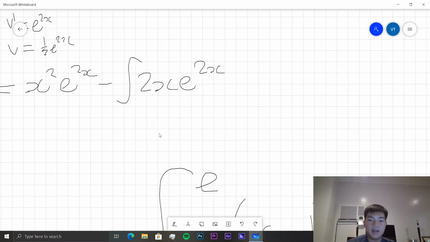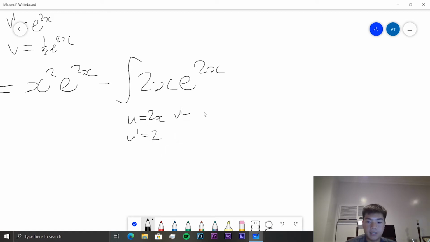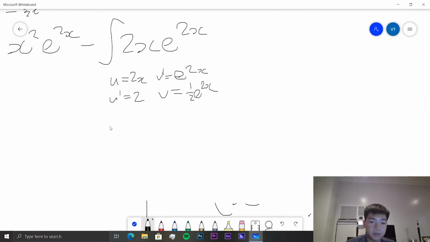Okay, and then now, what's this? It's from the last video. We need to integrate this by parts again. So we can do that by saying u is equal to 2x, u prime is equal to 2, v prime is equal to e to the 2x, and v is equal to 1/2 e to the 2x. So this will be equal to x e to the 2x plus the integral of uv prime. So this would be e to the 2x.